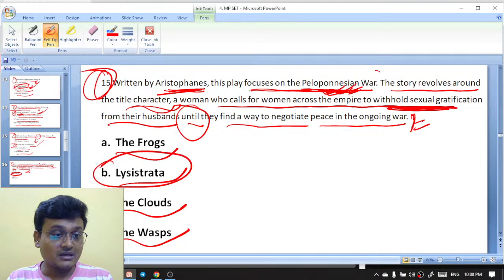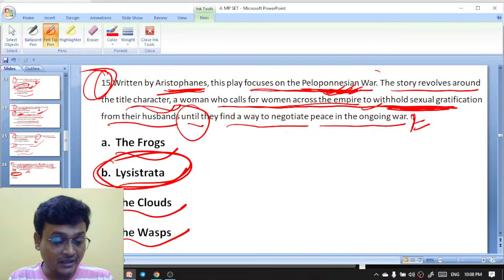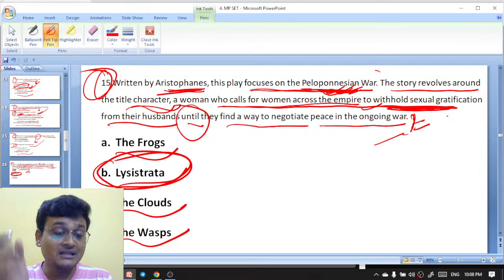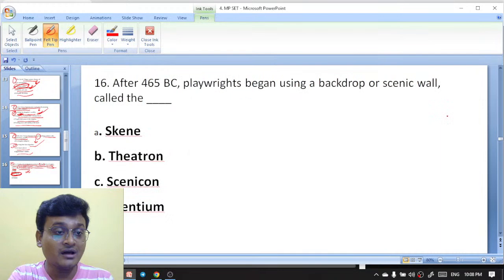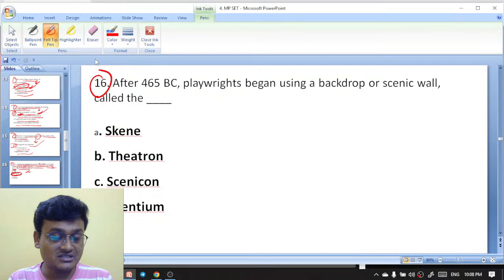Lysistrata is calling the other women of that empire to withhold sexual gratification from their husbands until they find a way to negotiate peace and end the war. So this is Lysistrata. Lysistrata is a famous one.